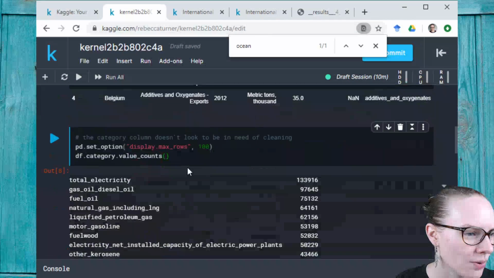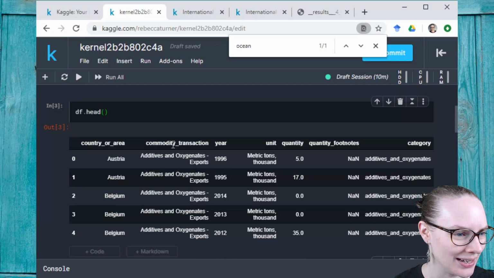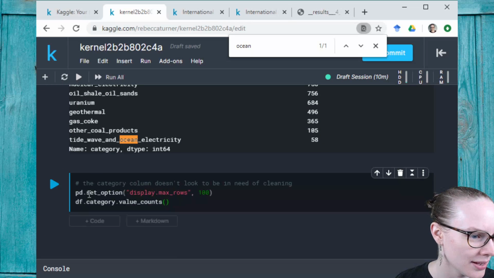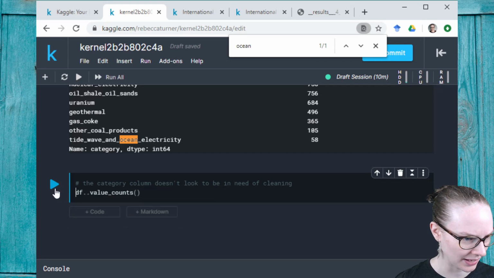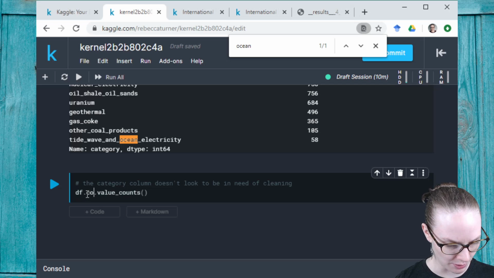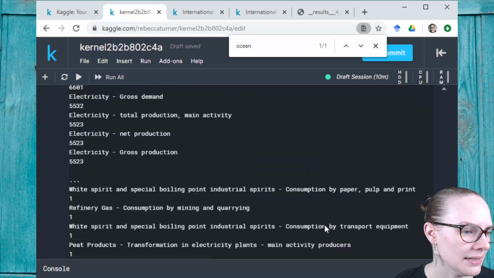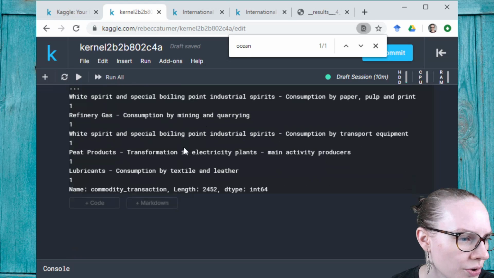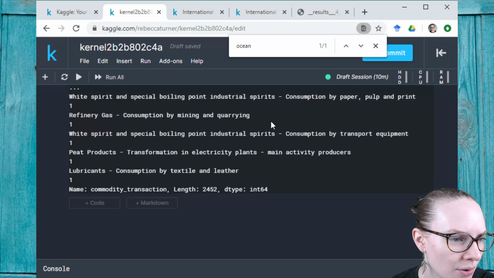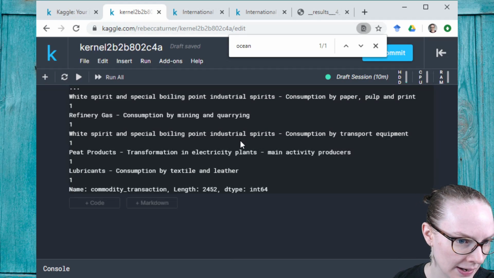However, the category transactions I don't think are going to be quite as good for us. Commodity transactions, sorry about that. I don't think I need to reset the option. I think we're going to have more than 100 here. Yeah. So you can see we have a bunch of things down here that are 1.